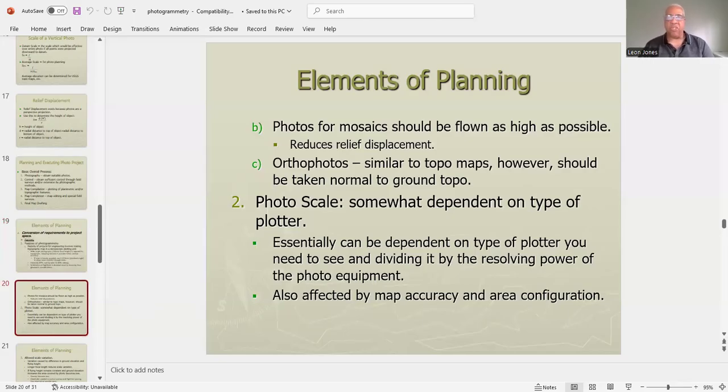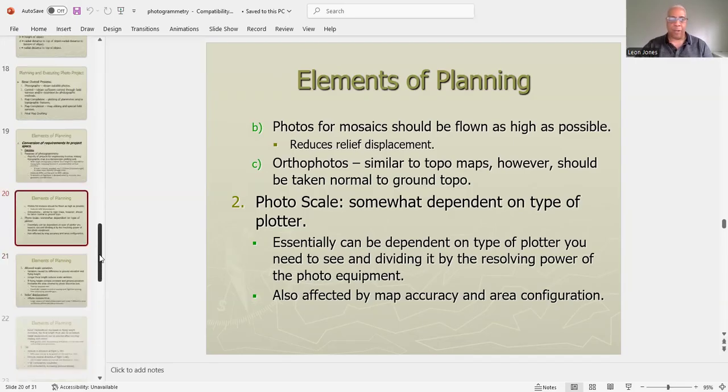Also, photos for mosaics should be flown as high as possible. Why? It reduces relief displacement. Then you have ortho photos, similar to topo maps, however, they should be taken normal to the ground. Topo, 2, photo scale is somewhat dependent on the type of plotter. Essentially it can be dependent on the type of plotter, you need to see and divide it by the resolving power of the photo equipment. It is also affected by map accuracy and area configuration.